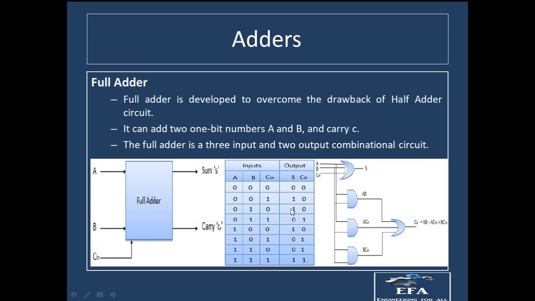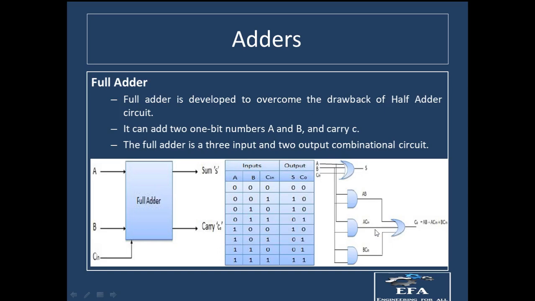So when we talk about these sum and carry, you can see that the sum will actually be the XOR between A, B and C in. The output we will get is A XOR B XOR C in, right? So we will be having one XOR gate into which we are giving A, B and C in, and sum will be our output.